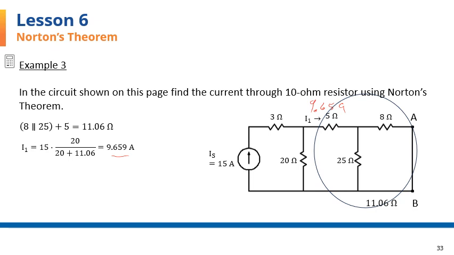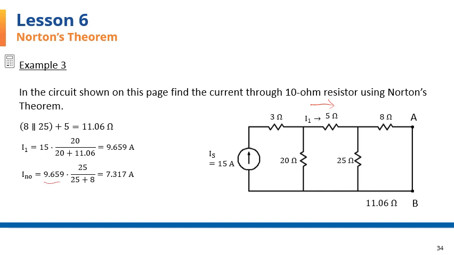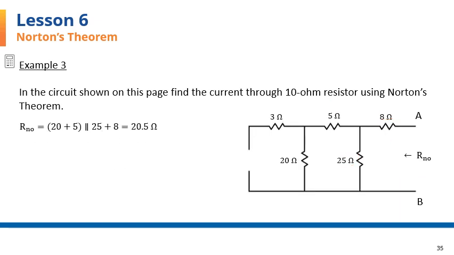To find the current through the 8 ohm resistor, we use the current divider again by multiplying the current through here, 9.659 times 25 over 25 plus 8, and that will give us the INO as 7.317 amps. We'll now zero out the current source by removing it, and we'll remove as well this short and look into this circuit to find the equivalent Norton resistance.